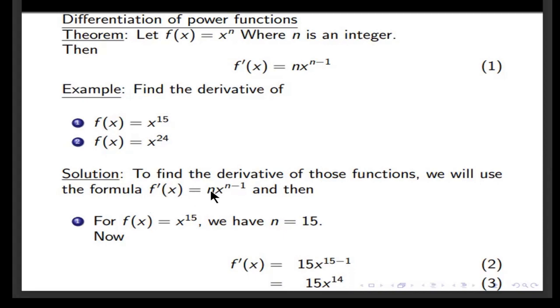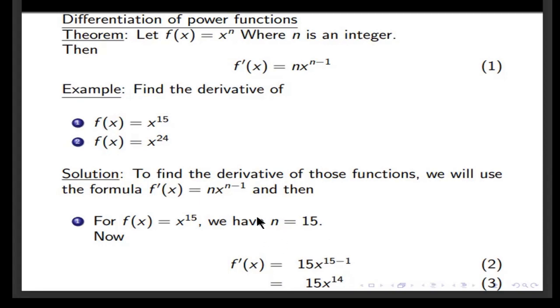is equal to n times x to the power of n minus 1. We will use this formula directly to find the derivative of these functions. For the first one, f of x is equal to x to the power of 15. Here we have n equal to 15. Our n is 15. Here is our variable x.